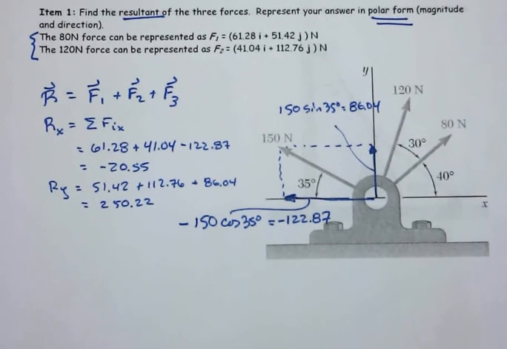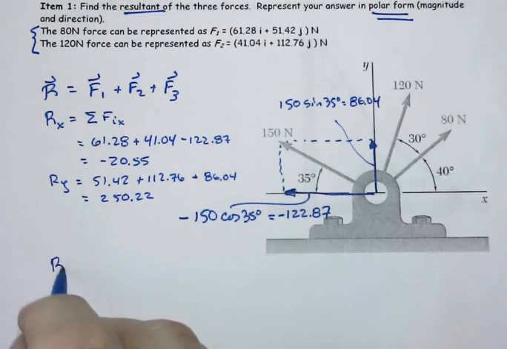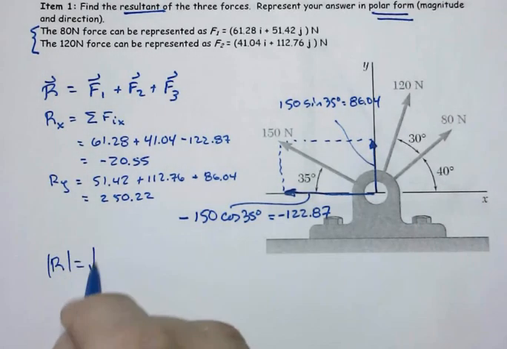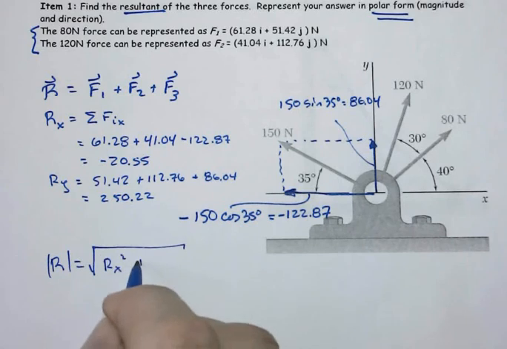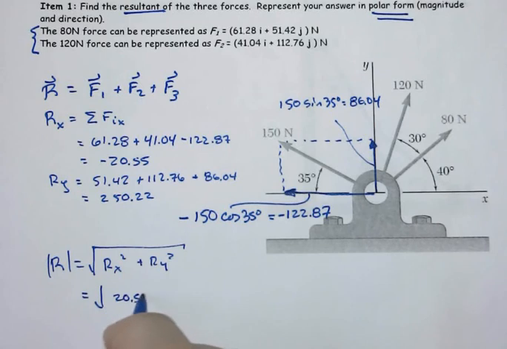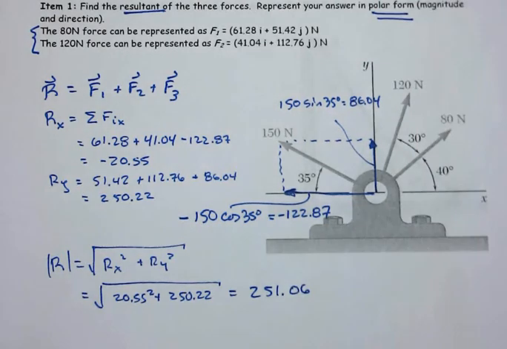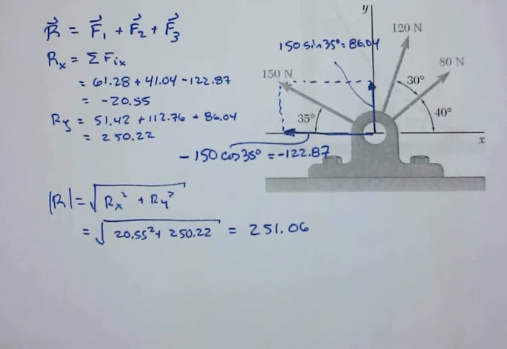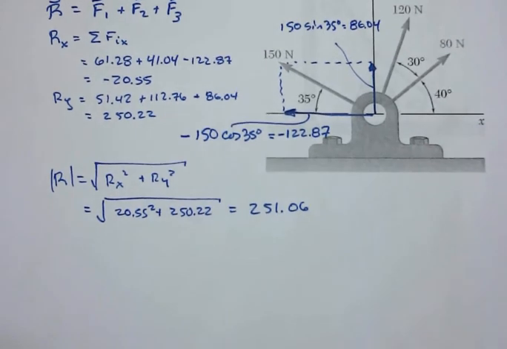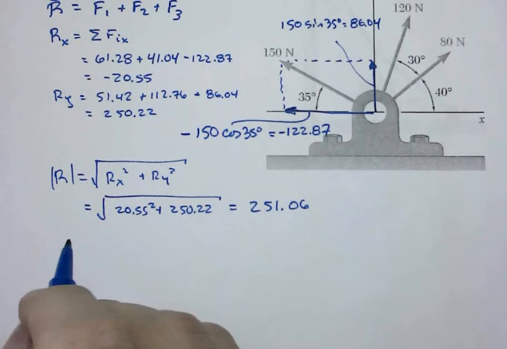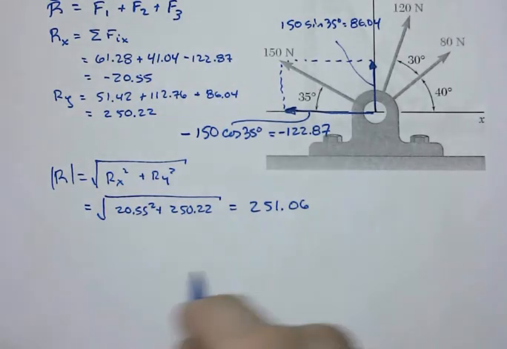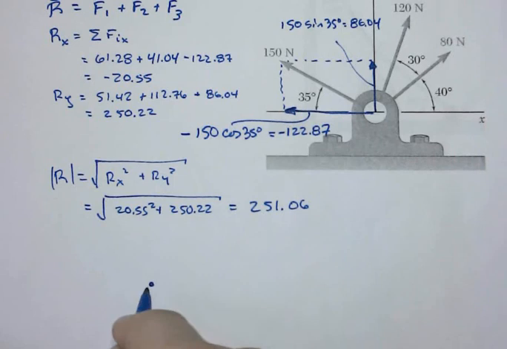To get then the magnitude of R, all I need to do is take the square root of the sum of the squares of the individual components, and when we do that, we end up with, as an intermediate result, 251.06 for that magnitude. Still need to get the direction here, because again we're asked to find this in the polar form. That means a magnitude and a direction for the resultant force, and so it might be helpful to visualize this to show the scalar components.